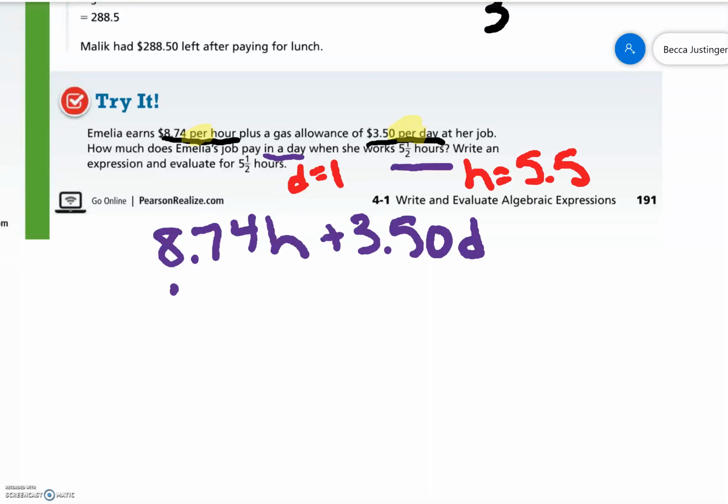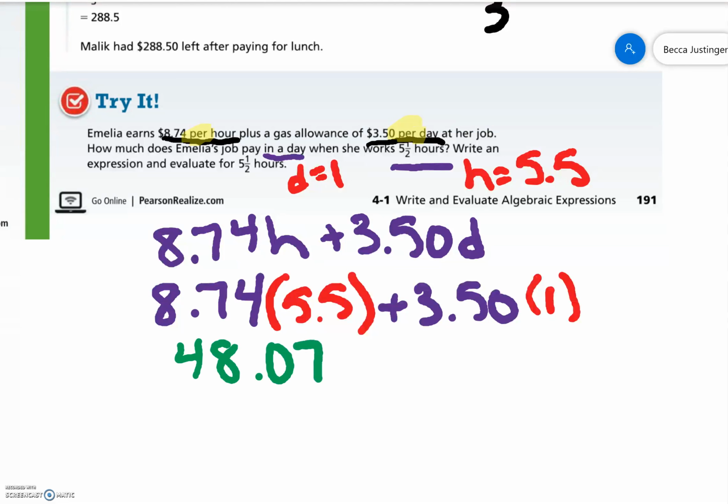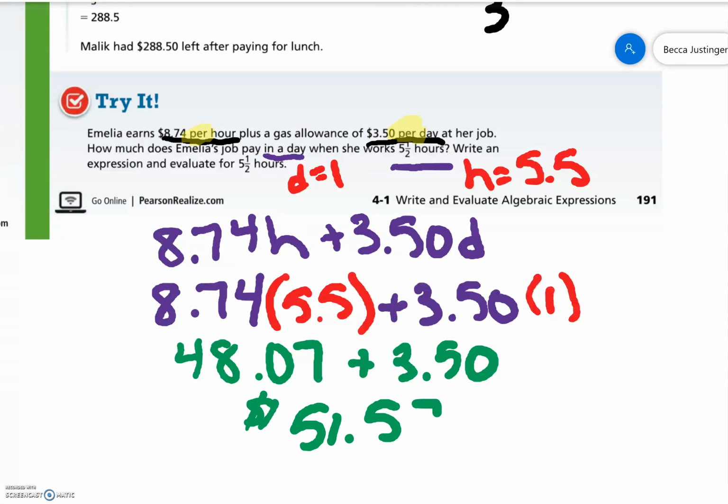So we're going to rewrite our equation and substitute for the variables. So instead of H, we put 5.5. Instead of D, we put 1. PEMDAS, we have to multiply first. So 8.74 times 5.5 gives me 48.07 plus 3.50 times 1 is 3.50. Add those together. Gives us a total of $51.57 that she made in 5.5 hours.